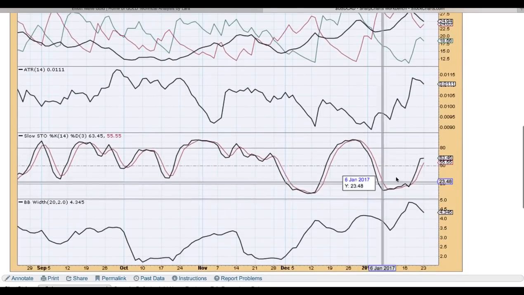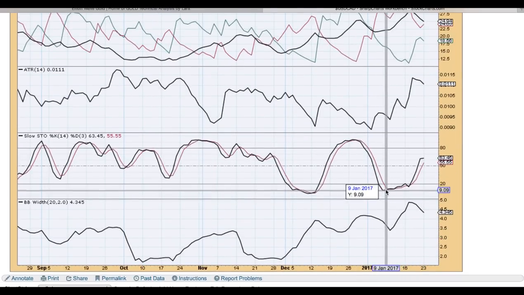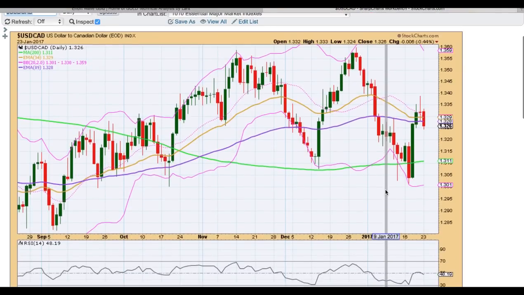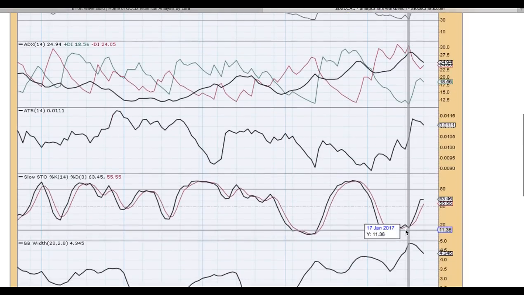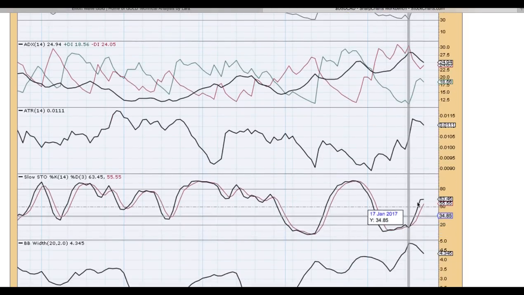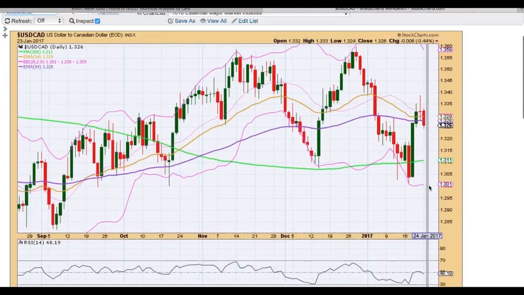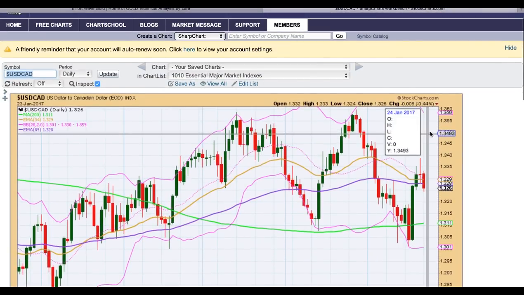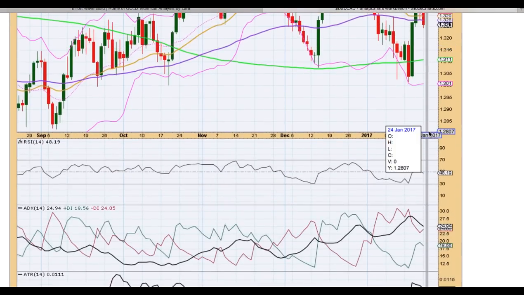So Stochastics is returning from oversold. And there was some divergence at the low, double divergence, and so now it's just above neutral, it's bullish. I'd expect it to keep going up until price finds resistance and stochastics is overbought. Short-term more upward movement for this pair.